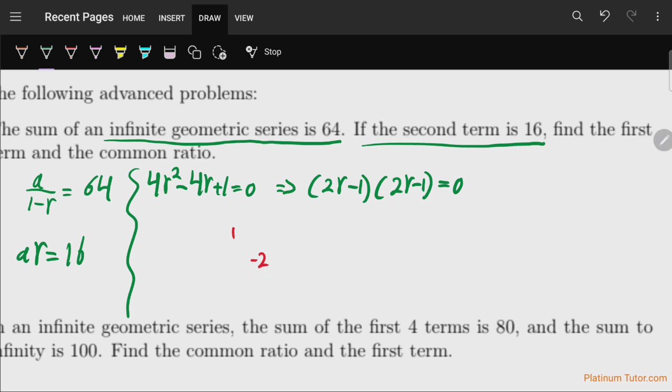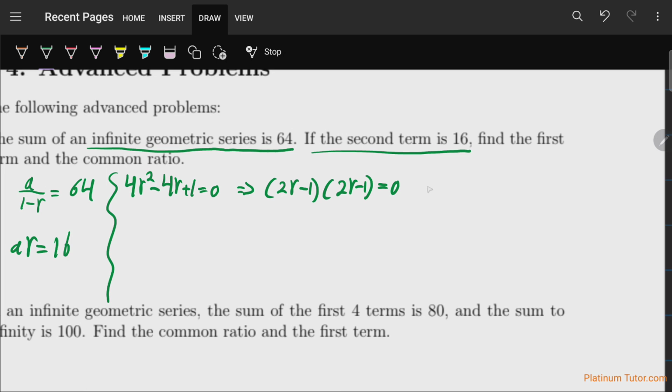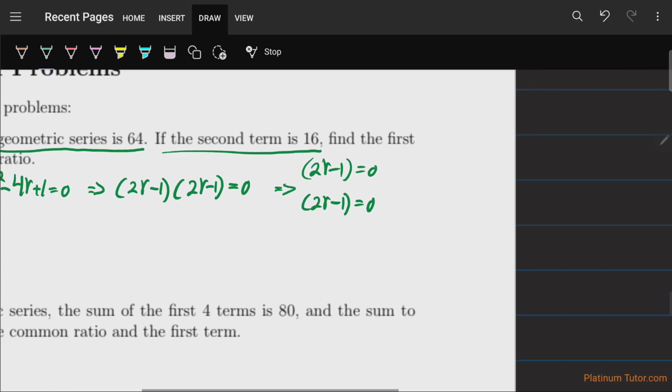Okay, so whenever two things multiply, two brackets, two numbers get multiplied by one another to give us 0, that means either the first set of brackets, 2r minus 1, is equal to 0, or the second set of brackets is equal to 0. In this case, they're both the same, so it doesn't really matter. And if we solve this for r, we get that r is 1/2.